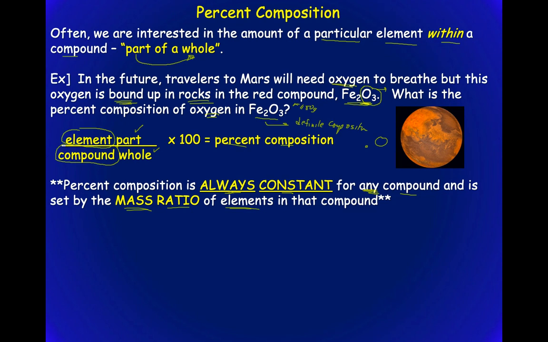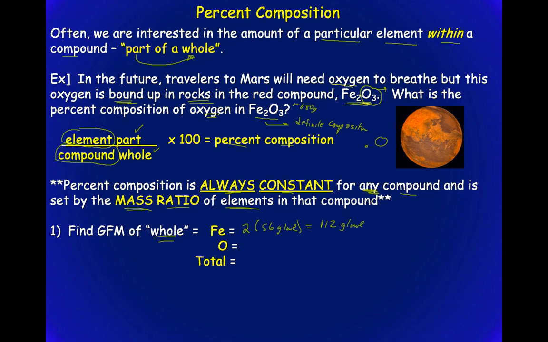Okay, so we can actually use the GFM for this. We do have a mass to use, and that's the GFM. So we can use the GFM to find the whole. So if we take a look at iron oxide, we're going to see that there's two irons in there. The GFM of iron is 56 grams per mole from the table, and that's going to be 112 grams per mole, of course.